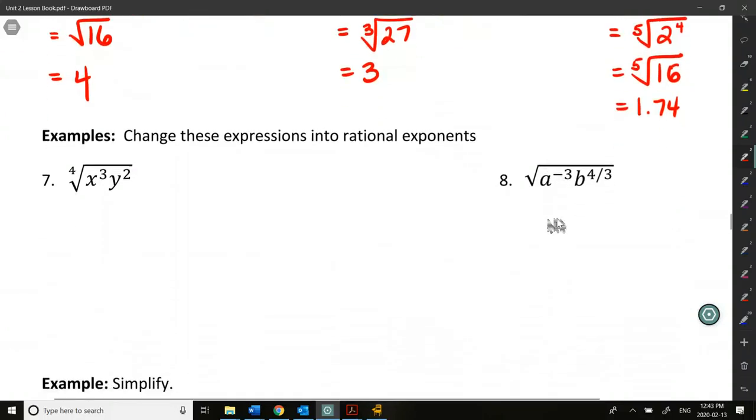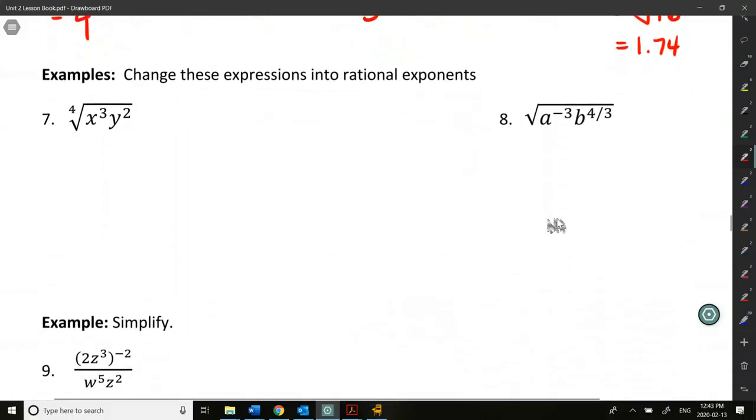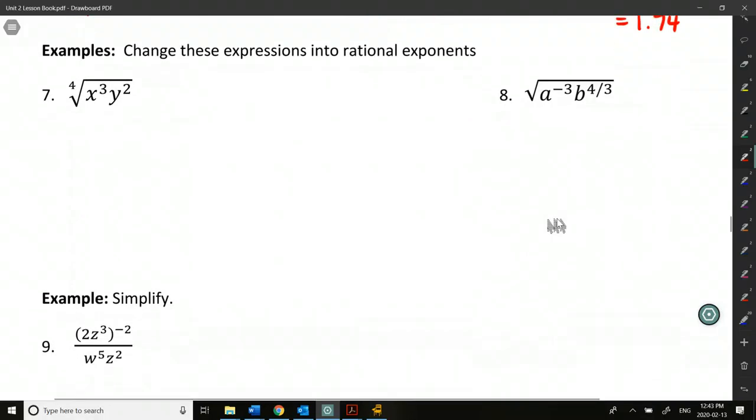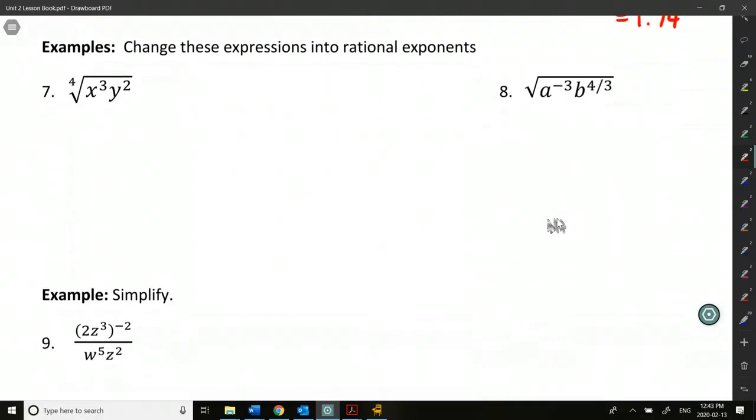Okay, so when we're dealing with variables, like x's and y's, we're just going to change from root form into rational form, and then see if we can simplify anything, basically. So we'll start off just with switching into rational exponents. Because this root goes across both of these, I want to apply that denominator of 4 to both the x and the y here. So when we switch it, it's going to be x to the 3 over 4 and y to the 2 over 4.